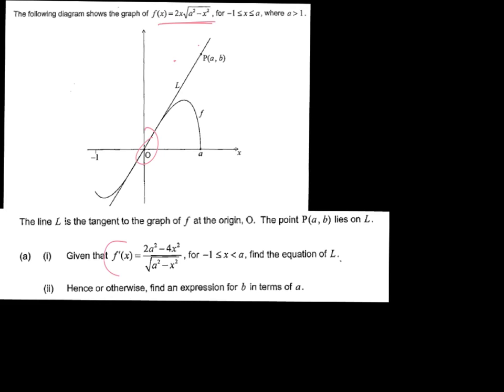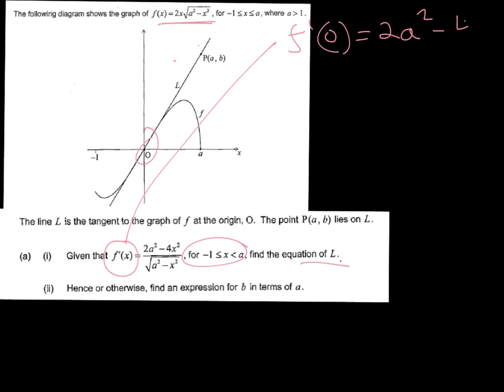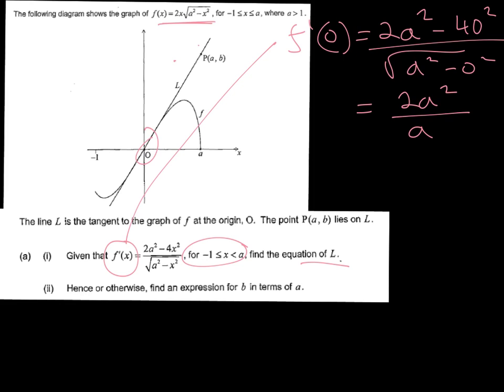In part A1, we're told that, given the derivative f'(x) equals (2a² − 4x²) all over root(a² − x²) for these values, find the equation of L. So we know that at 0, the gradient will be 2a² minus 4 times 0 squared, which is obviously just 0, all over root(a² − 0²). So that is going to simplify to 2a² all over a, because technically there could be a plus or minus, but we can see at this point the gradient is positive. So that simplifies just to 2a.